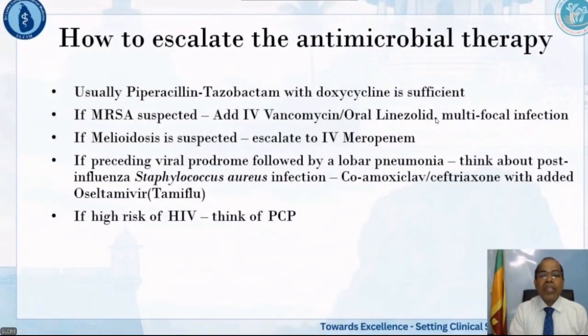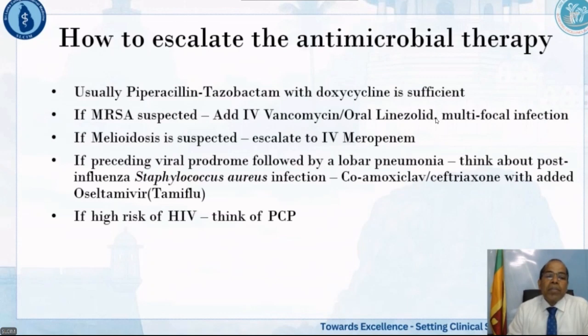So how are you going to escalate the antimicrobial therapy? Usually Pip-Taz with doxycycline is sufficient. If MRSA is suspected, you have to add IV vancomycin or oral or IV linezolid, especially in multifocal infections. If melioidosis is suspected, escalate to IV meropenem.